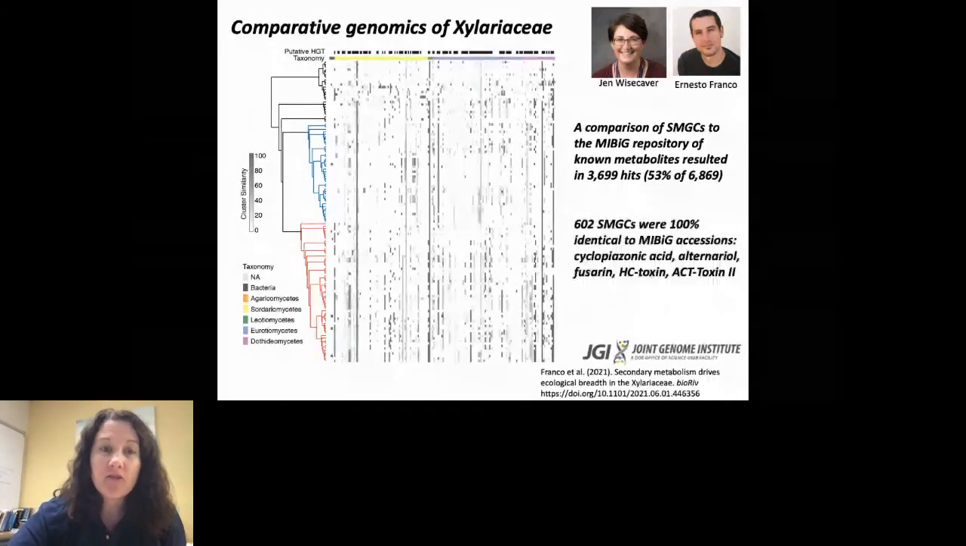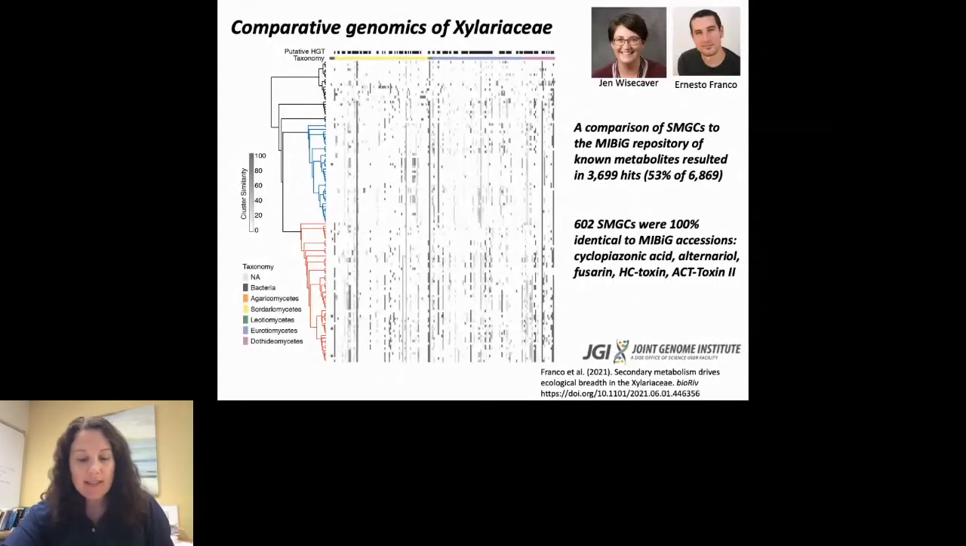Interestingly, we found that across all of these hits, about 60 were 100% identical to MIBiG accessions for known secondary metabolites. For example, alternariol, fusarin, and ACT toxin. These are toxins that have been shown to be important for fungal virulence of plant pathogens. And interestingly, we found them here, in both endophyte and non-endophyte genomes.